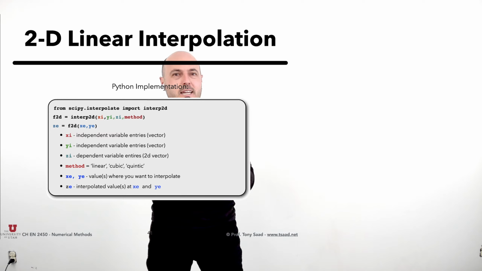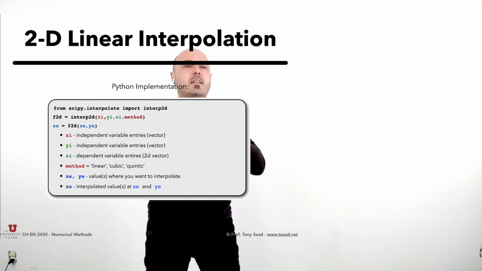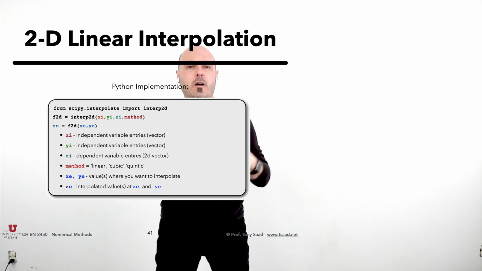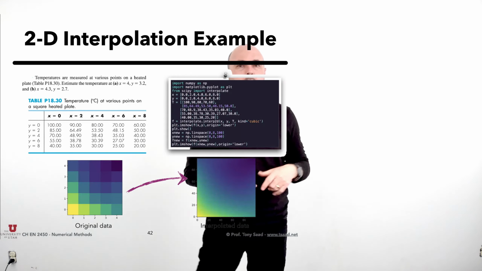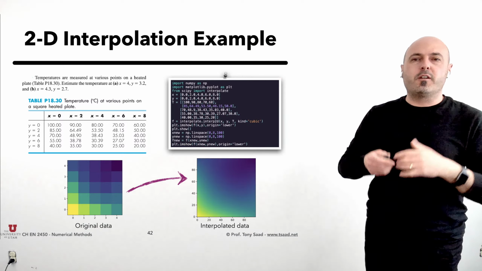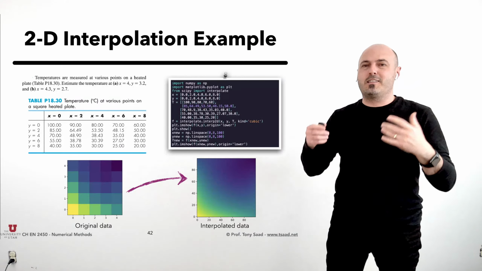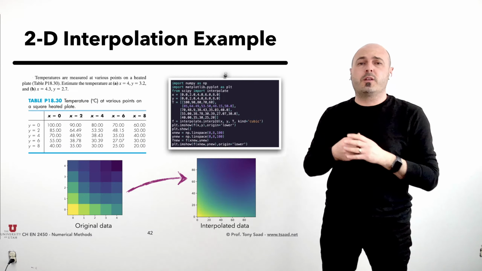Now, because this is 2D data, this F2D is going to take two arguments, an X and a Y value, or two new independent variables, and it's going to return a single value, right? That's going to be ZE that I call here. Now, this is a specific example. Feel free to just copy and paste that in Python and play around with it and see what happens.